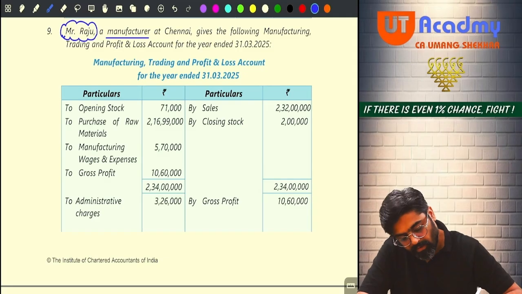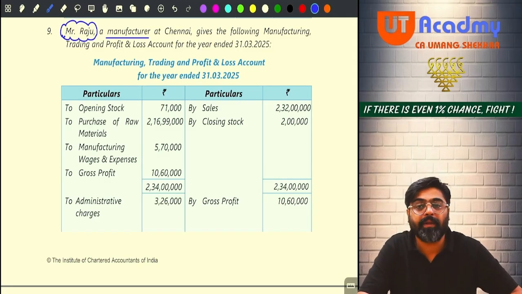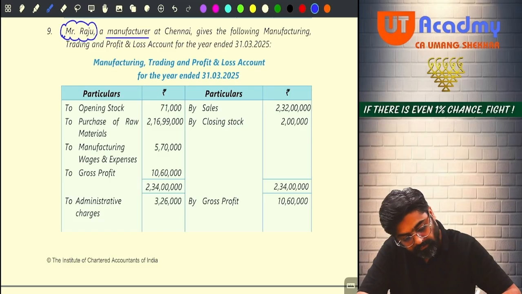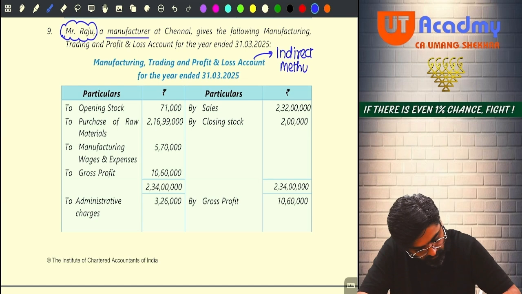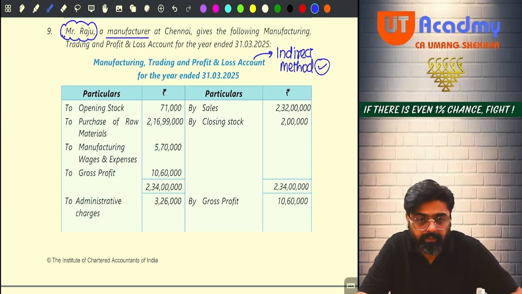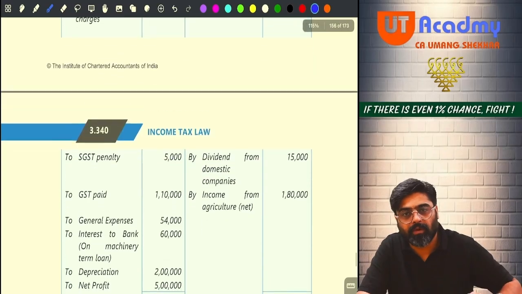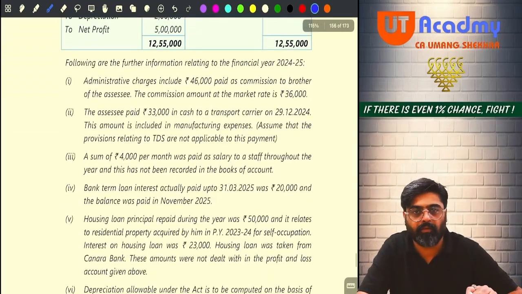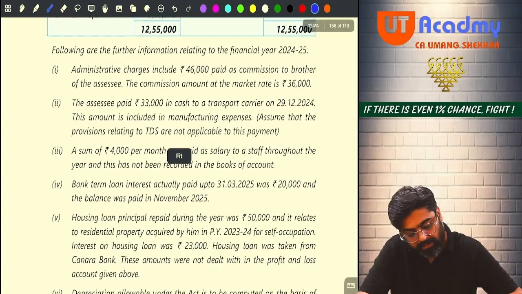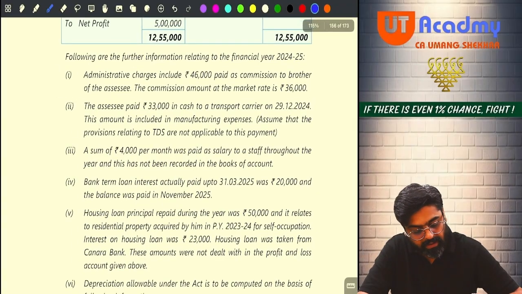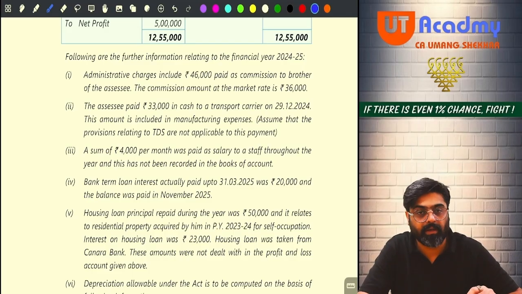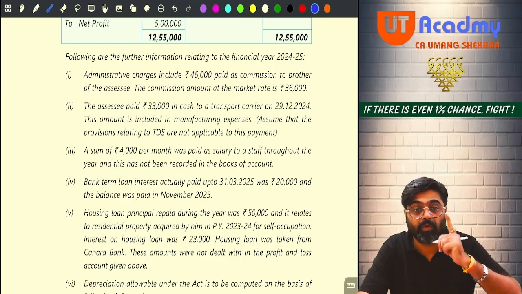Now his manufacturing, trading and P&L account is given, meaning that the indirect method will be followed to calculate his PGBP income. Right? Next one. Forget about this table now. Come to additional information, number 1. Administrative charges include 46,000 paid as commission to the brother of the assessee. The commission amount at the market rate is 36,000. This is 40A(2) disallowance.